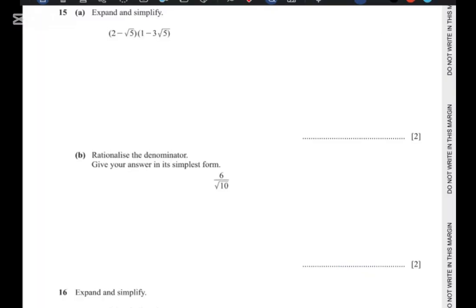Question number 15. Expand and simplify. You need to expand and then simplify. So here we have given the surds. So this also will be done like we do in the algebraic expressions, the multiplication. 2 into this number first, then same 2 into minus 3 root 5, then minus root 5 into 1, then minus root 5 into minus 3 root 5. You need to do it in this way.